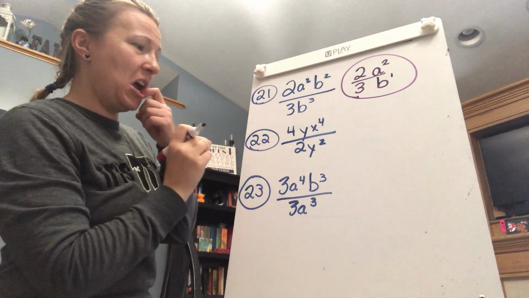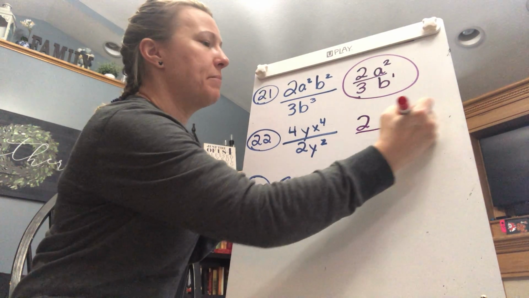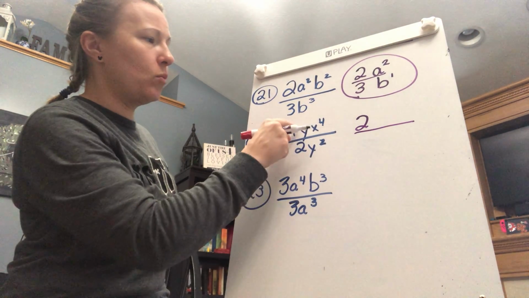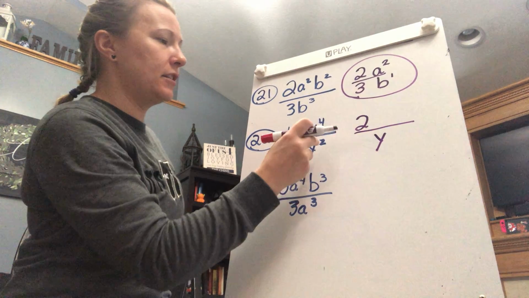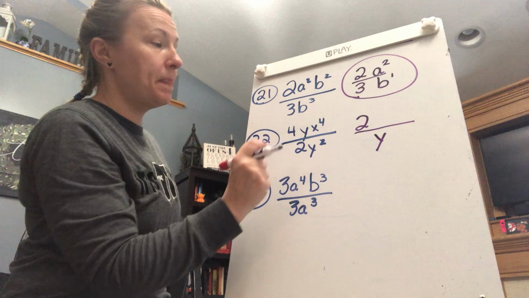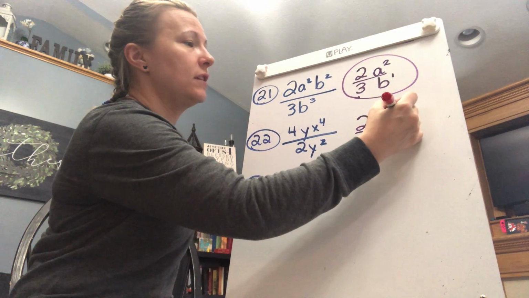On the next one, I've got 4 and 2. 4 and 2 do reduce and give me a 2 on the top. I've got 1 Y and 2 Y's, so 2 is on the bottom and 2 minus 1 just gives me 1 Y. And then X to the 4th has no other X, so I get X to the 4th.